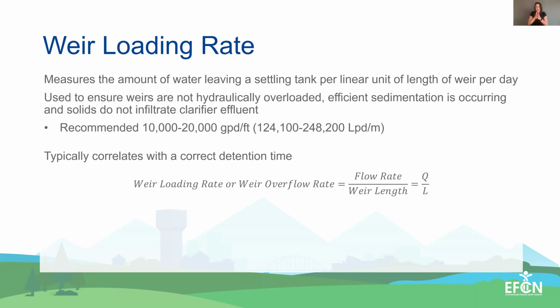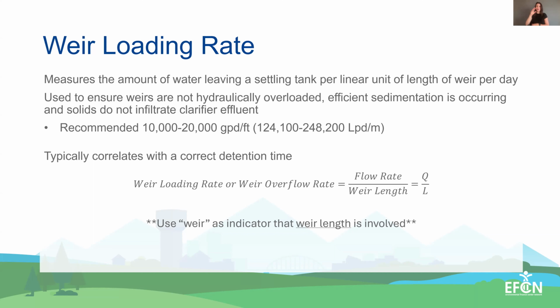So typically the equation looks like this: our weir loading rate, or weir overflow rate, is equal to the flow rate over the weir length. We represent our flow rate as Q and our weir length as L. The way we want to remember this equation is that whenever we see in a word problem, what is the weir loading rate or weir overflow rate, that word weir should set off a little alarm in our heads that says, I should think about finding the formula for our weir overflow rate.